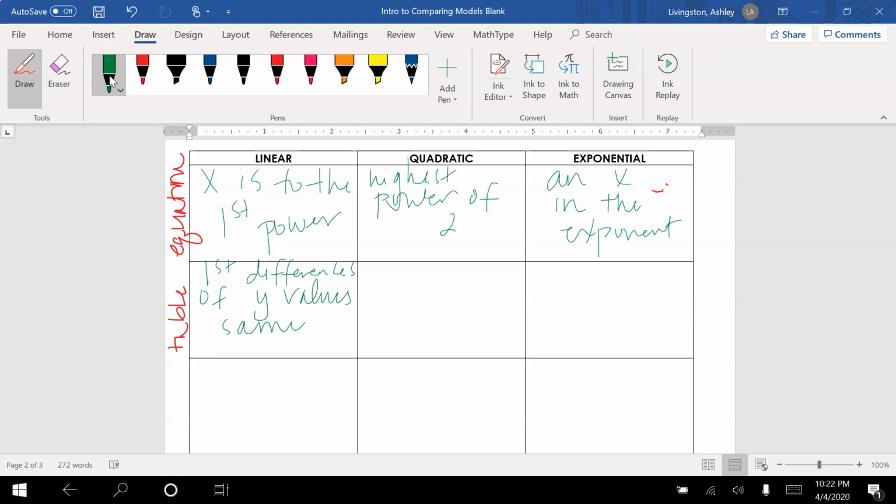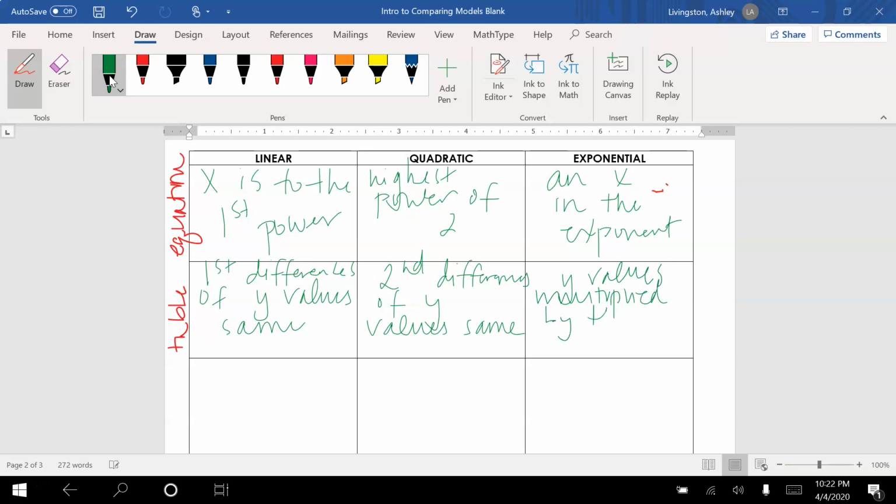Versus for a quadratic function, it was the second differences of the y values that were the same. And if it was an exponential function, it didn't have to do with differences at all. Remember, it had that growth factor there. So those y values were being multiplied by the same number.